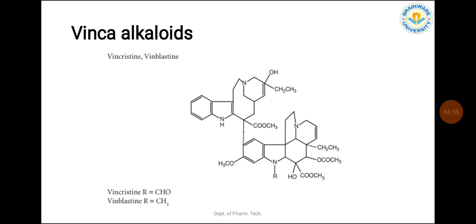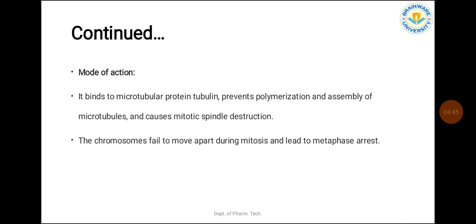In case of vincristine, R is CHO, that is one R group, and in vinblastine R will be CH3. Now, coming to the mode of action, it binds to the microtubular protein tubulin and prevents the polymerization and assembly of microtubules and causes mitotic spindle destruction.